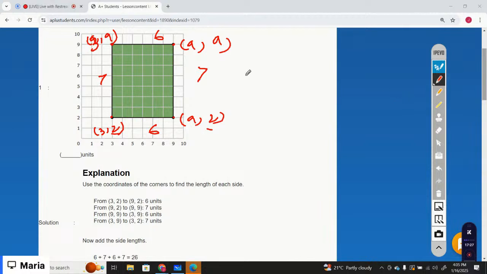You need to calculate the perimeter. For the perimeter, you need to add all the side lengths, that is 6 plus 7 plus 6 plus 7, that is 26. Got it? So the correct option is 26.